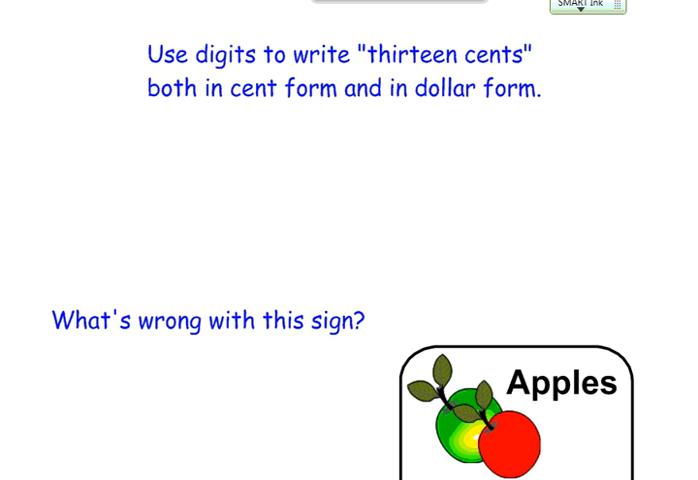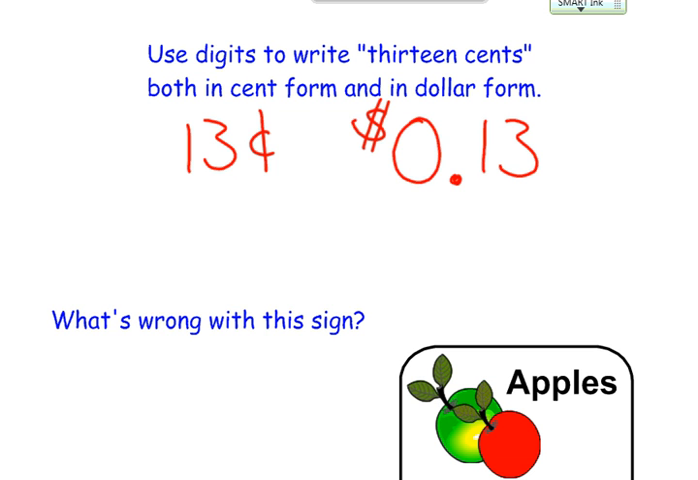Then, speaking about money, it says use digits to write 13 cents both in cent form and in dollar form. So I'm going to write 13 to start. 13 with the cent symbol. Looks like that. That's easy. What about dollar form? Okay, if I have 13 cents, that really means it's like I have 13 pennies, so I have 0 whole dollars. Put my decimal down, and I have 13 pennies, so that would be 13 hundredths.